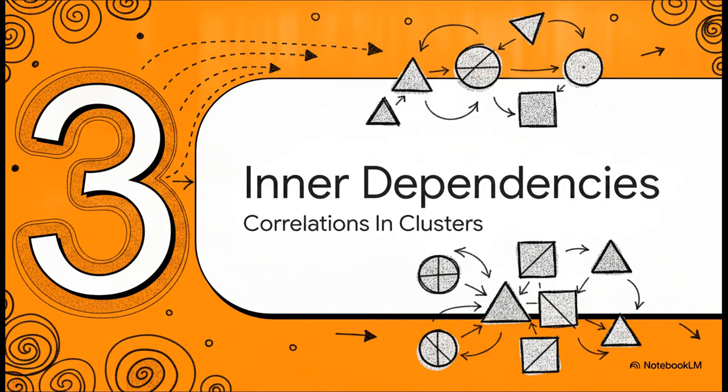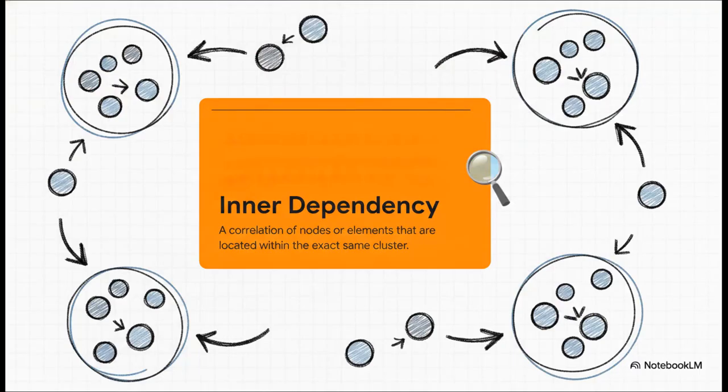Section 3, interdependencies explained. Okay, let's look at exactly what happens when elements within the exact same group are secretly correlated. This brings us to a vital concept called an interdependency. By definition, this is a correlation of nodes or elements that are located within the exact same cluster. Failing to account for this can wildly skew your final evaluations, mostly because you end up unintentionally double-counting connected factors. Let me show you exactly what I mean here.